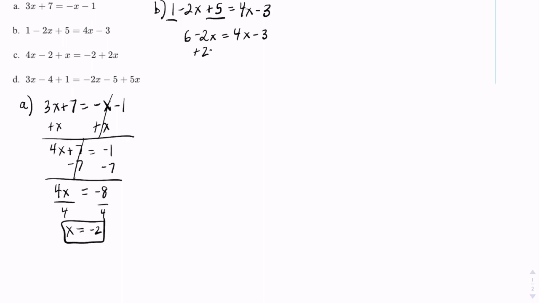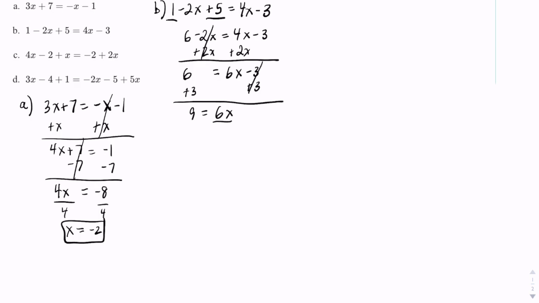Then I'll add 2x to both sides. And again, you could have subtracted 4x, but I try to avoid negatives. That's my goal, right? Okay, so I have 6 equals 4x and 2x is 6x minus 3. I'll add 3 to both sides. Notice how I'm lining them up, right? So 6 plus 3 is 9 equals 6x.